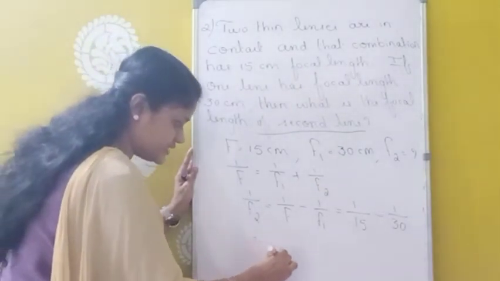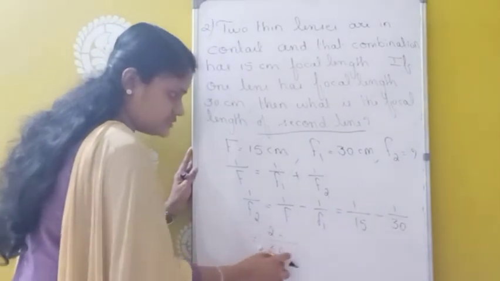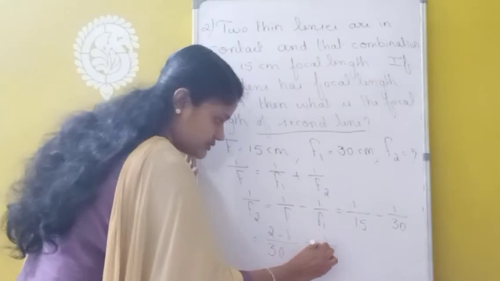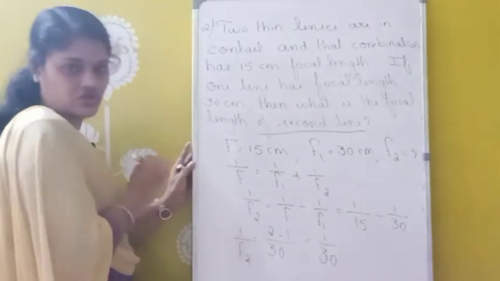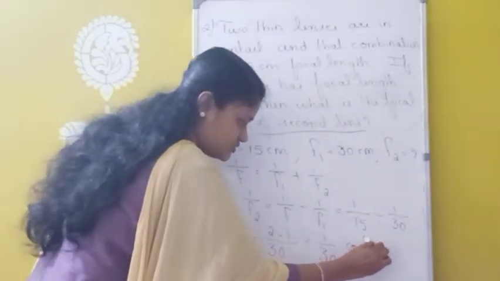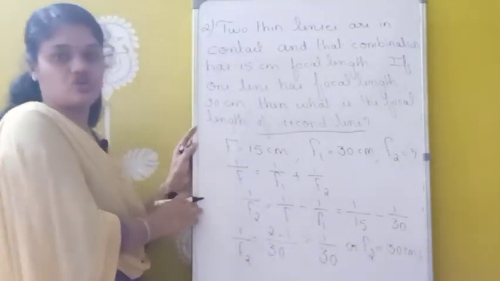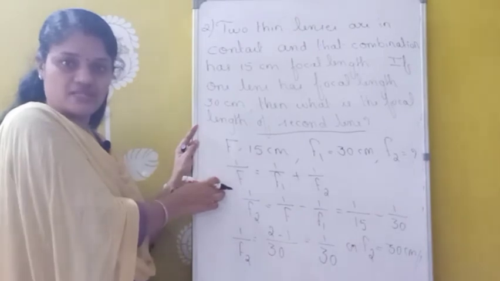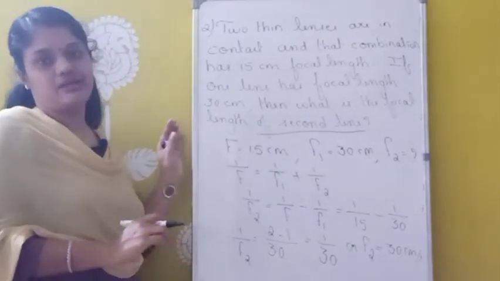Taking LCM, we get 30. 30 by 15 is 2, 2 into 1 is 2, minus 30 by 30 is 1, 1 into 1 is 1. So you will be getting 1 by 30. That is 1 by F2. So 1 by F2 is 1 by 30. Taking the reciprocal, F2 equals 30 centimeter. Here we are simply using the formula for combination focal length: the reciprocal of the combination focal length is equivalent to the sum of the reciprocals of the individual focal lengths.